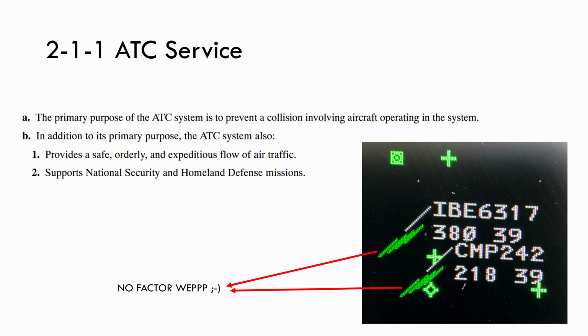The primary purpose of the ATC system is to prevent a collision involving aircraft operating in the system. Boom. That is our marching order. That is our primary objective. We are here whenever we plug in and sit down and sign in position to ensure that aircraft do not trade paint. They do not collide into one another. We are the referees to keep them apart from each other in a very safe and positive manner.